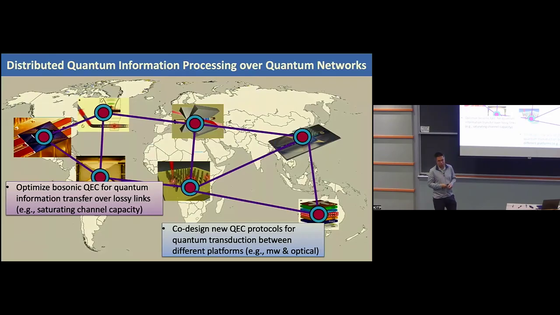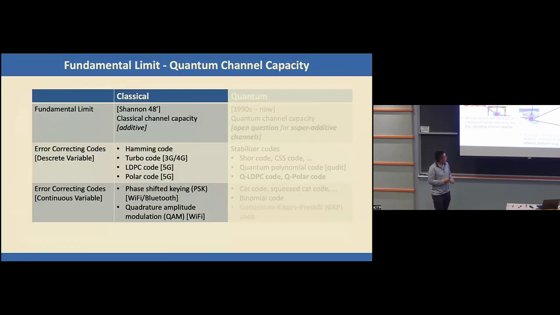Okay, so in terms of achieving a quantum channel capacity, it will be good to look into what we can do with classical communication. In the late 40s, Shannon came up with classical channel capacity, and it took more than half a century for people to come up with the LDPC code and the polar code, which is now widely used in our 5G network. And for the bosonic case, for continuous variable coding, we also use phase-shift keying and quadrature amplitude modulation for our Wi-Fi and Bluetooth.